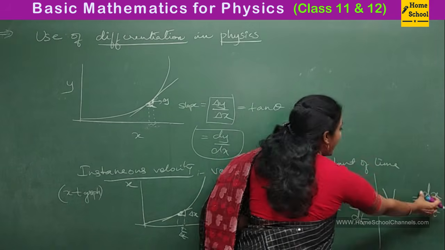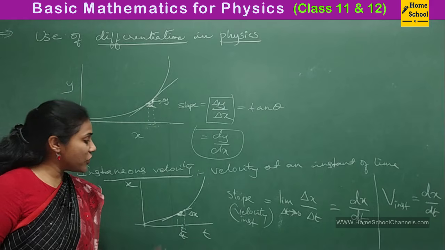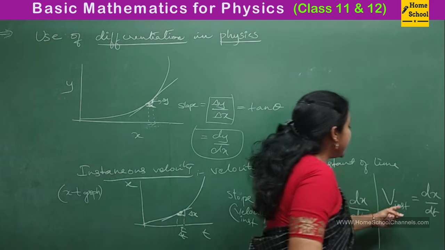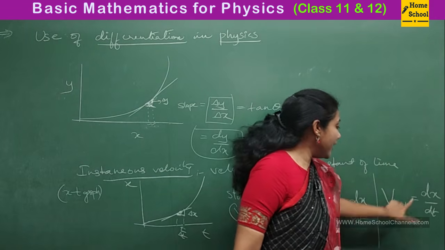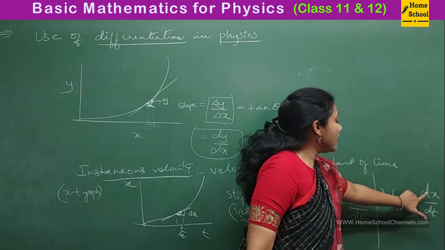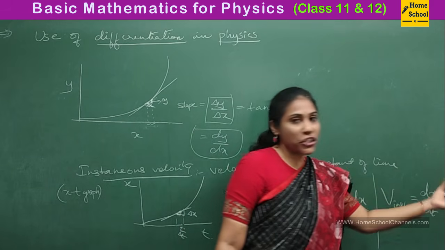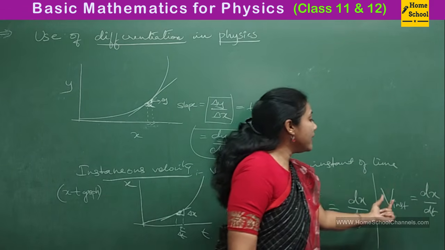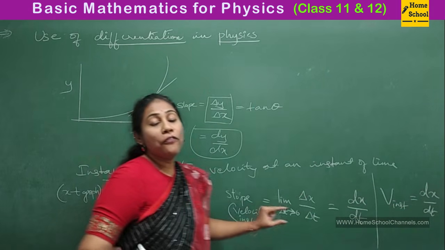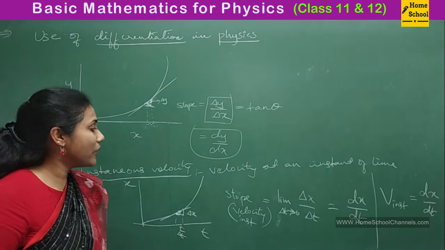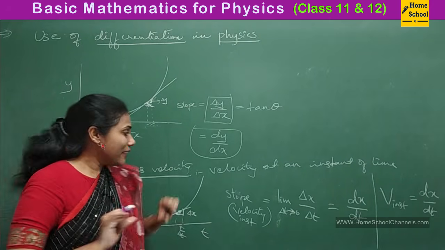So a small change in x, that is in distance, by a small change in time. Instantaneous velocity can be defined in terms of differentiation, right? So instantaneous velocity is nothing but dx by dt. If you have a particular position given in a question, you can differentiate that, and you will get the value of instantaneous velocity. When we solve a problem, you would understand better actually, right?